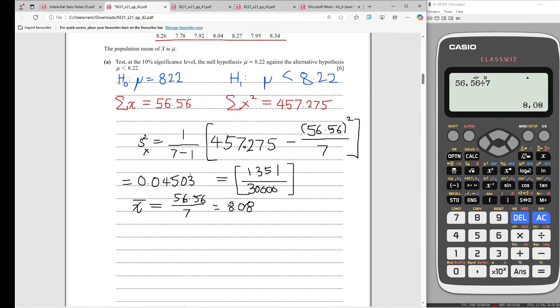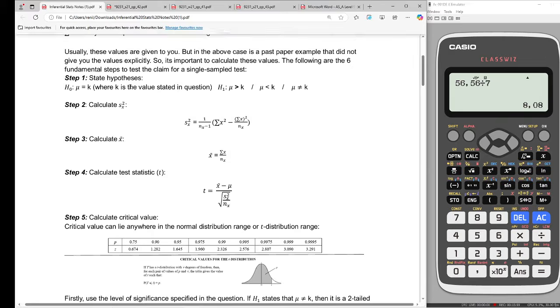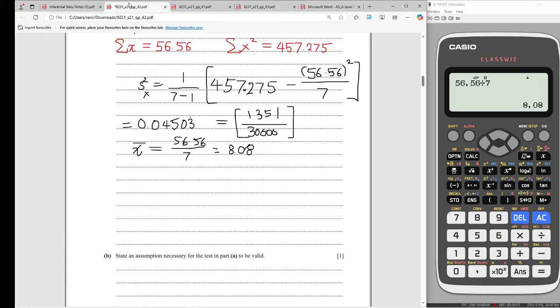Right, so this is our mean of x. Now that we have that, let's move on. We have here calculate x dash, calculate the test statistic. This is our final calculation, so let's do the calculation now.